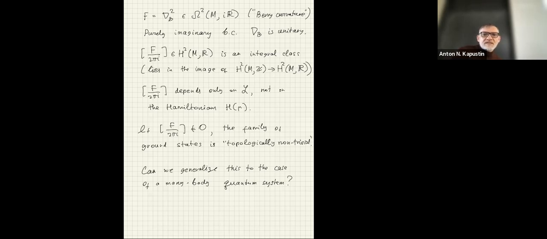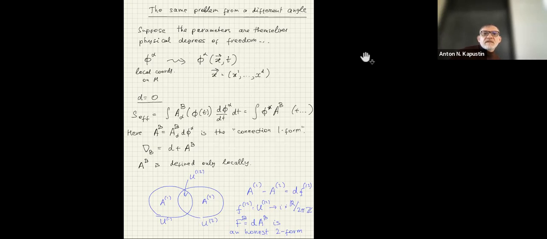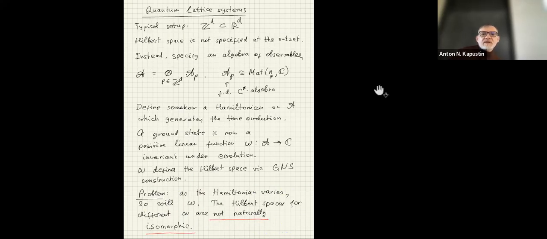So the question is, is there something similar for many-body quantum systems? Let's see. So what do I mean by that? Well, I mean that there is some lattice, say a hypercubic lattice in Euclidean space.